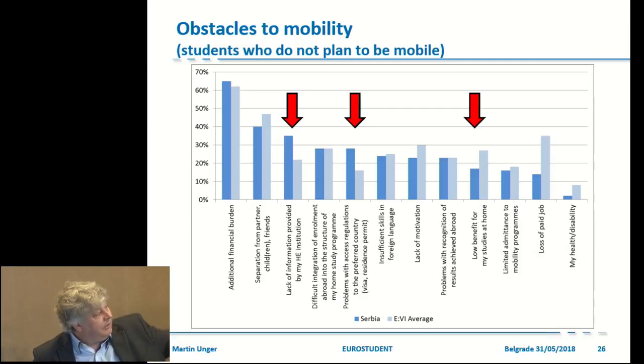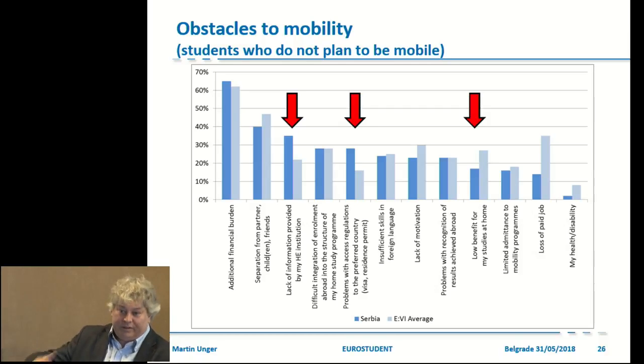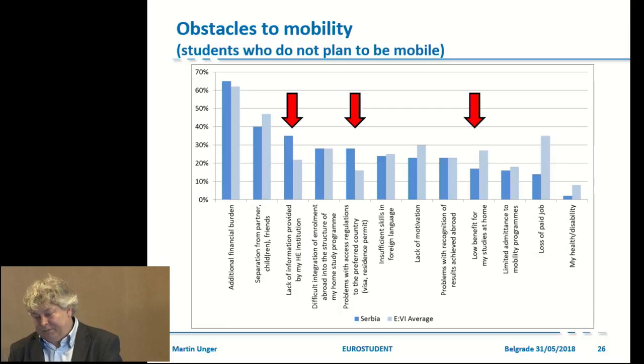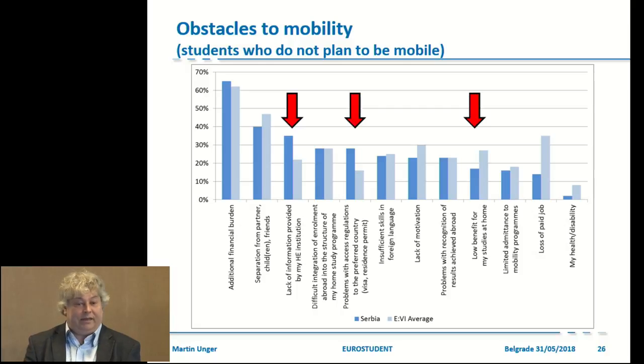What I could have mentioned in between, lack of motivation, that is not such a big issue. That's more for the older populations in other countries, of course. When you are 32 or whatever, you are less likely to want to be mobile. But here it's also actually good news, I think, for Serbia. To be mobile is a low benefit for my studies at home, far fewer than on European average say this. We have countries where a lot of students complain, I don't go because it's not helpful for my studies, but here that is not one of the reasons why only few are going.